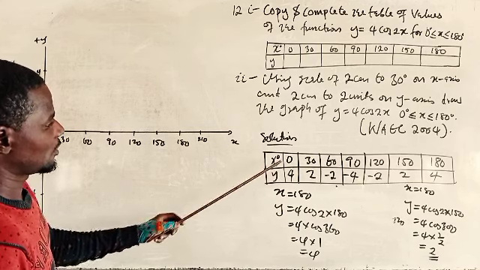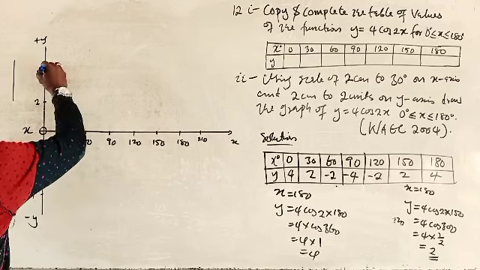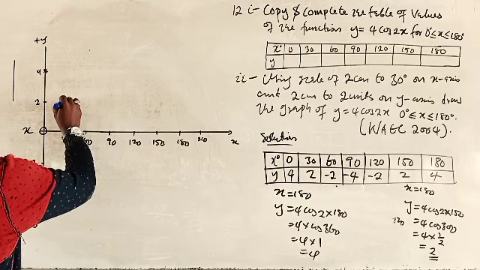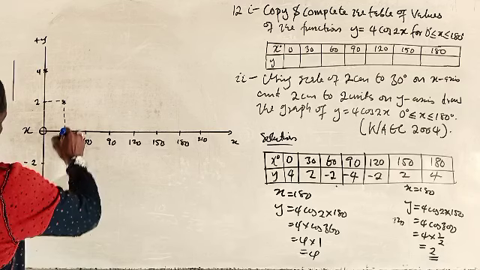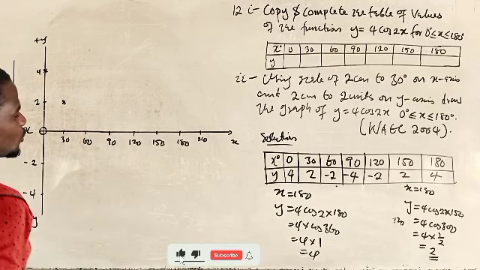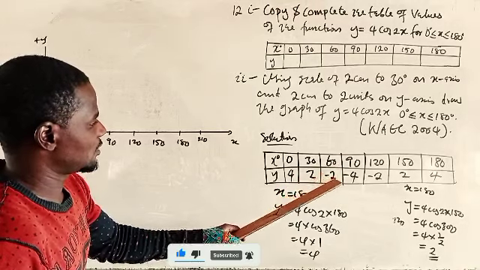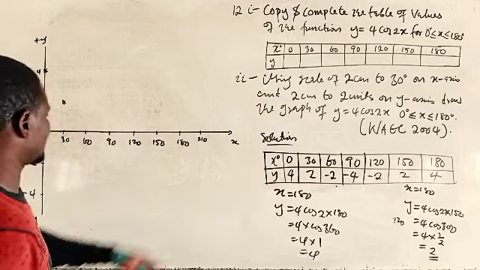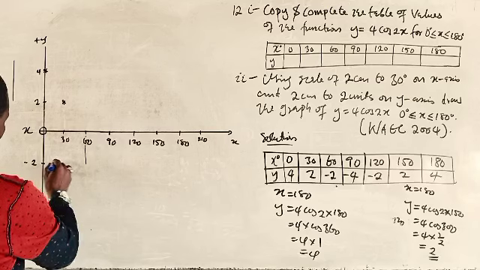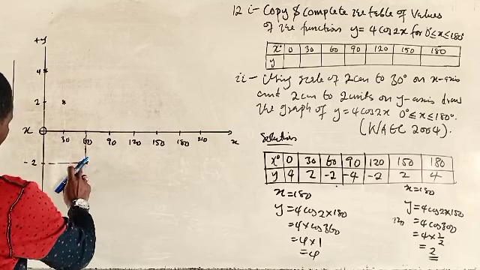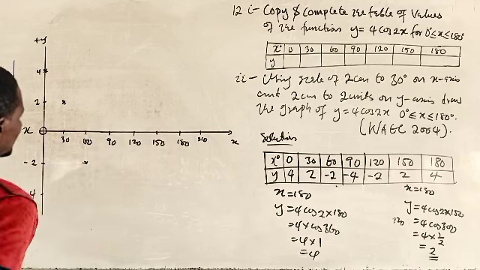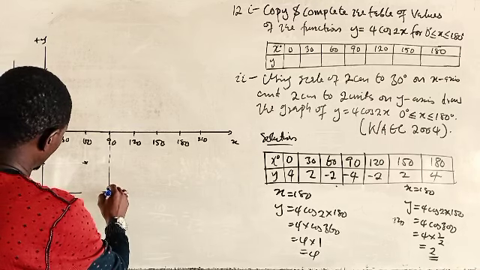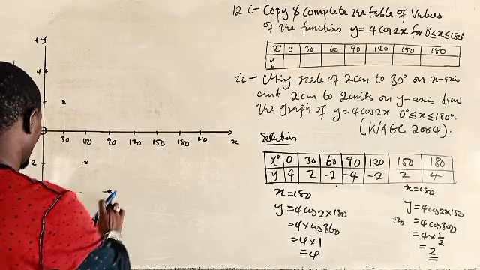From here we start plotting. When x is 0, y is 4. When x is 30, y is 2. From here to here, a regular rectangular box is formed, showing that this point is correct. Then next, when x is 60, y is minus 2. 60 is here, minus 2 is going to be here, so this is the point of intersection. When x is 90, y is minus 4. 90 is here, minus 4 is going to be here. So that is the point of intersection.